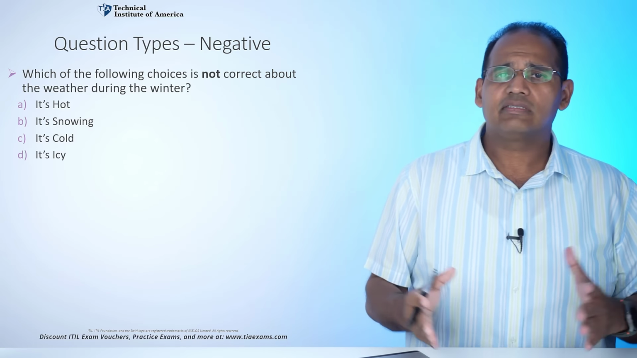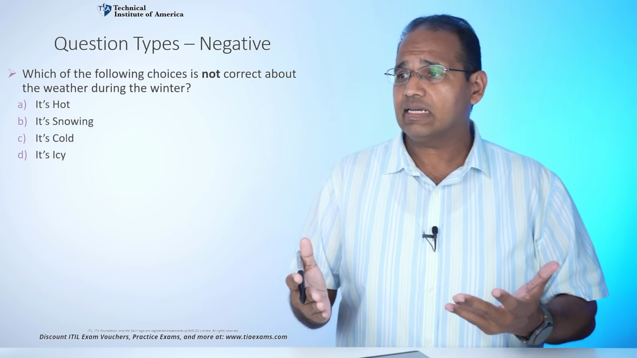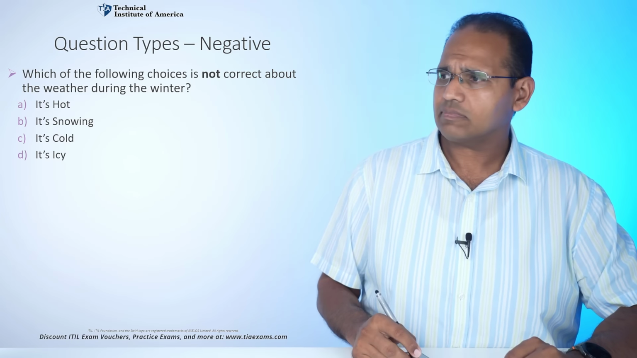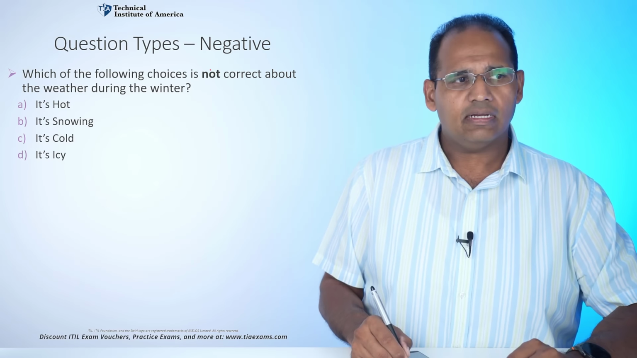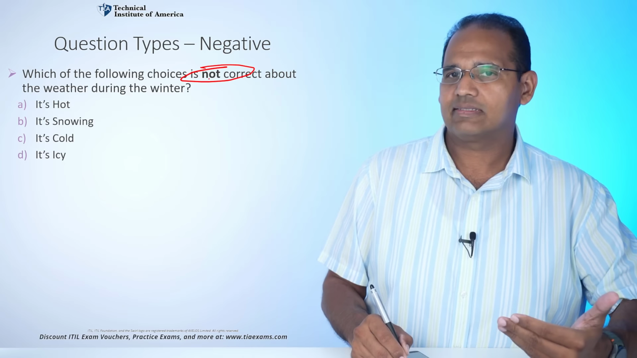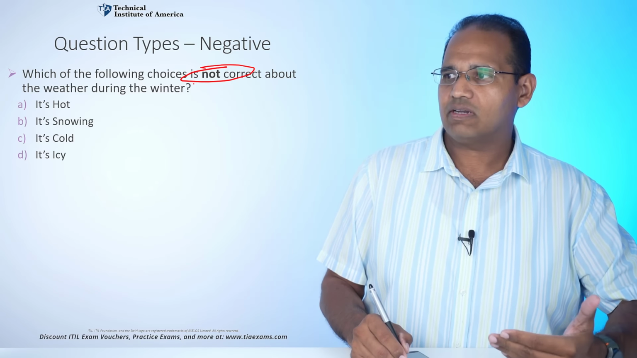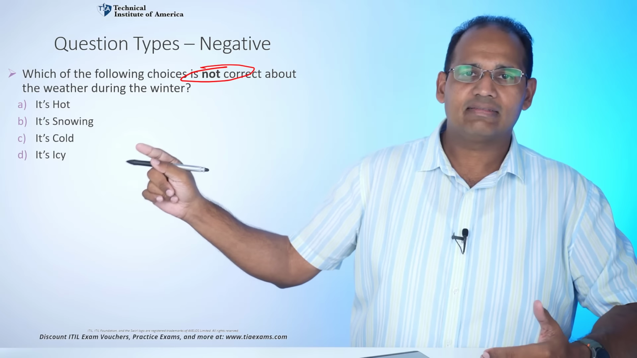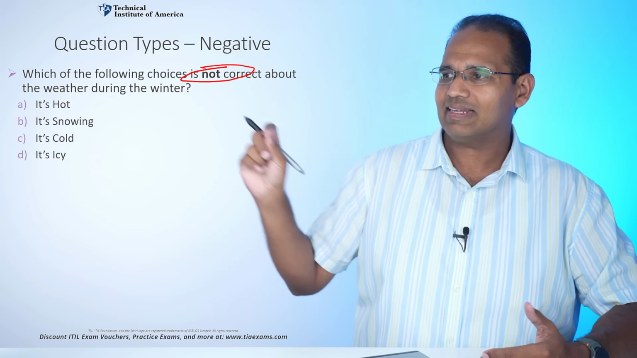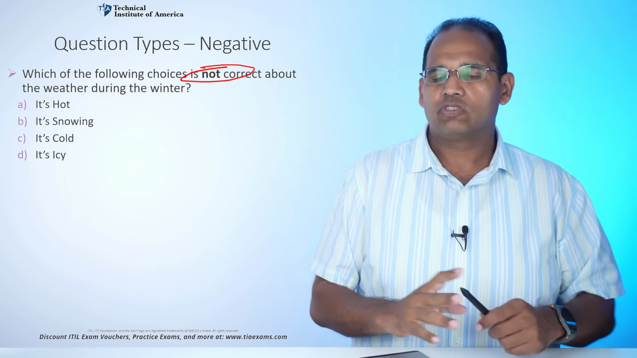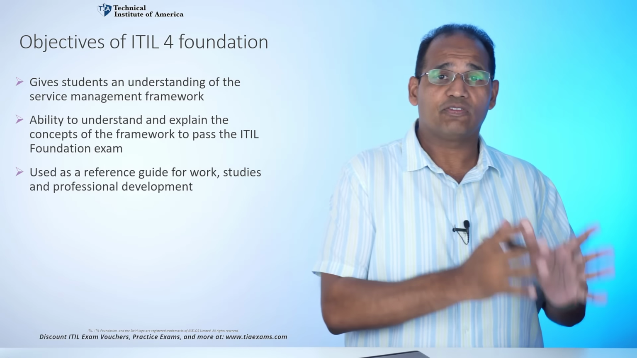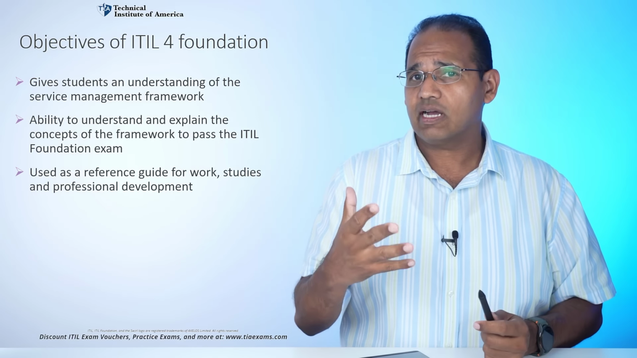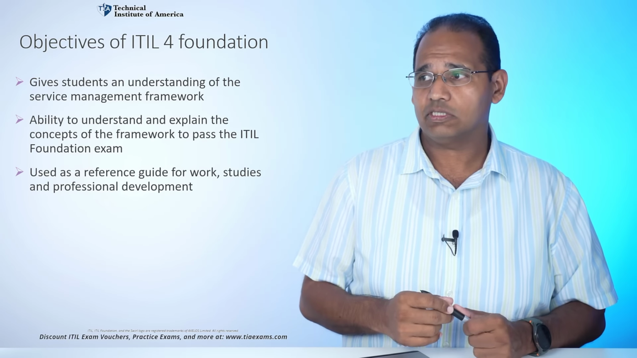Now, the last one is going to be called a negative question. Negative questions are basically a question that has the word not inside of it. So which of the following choices is not correct about the weather? So go ahead and select one of these choices. Remember, this is considered a negative question. So when taking your exam, those are going to be your 4 types of questions that you should expect on the test. The most common one is going to be the first one, a standard question.